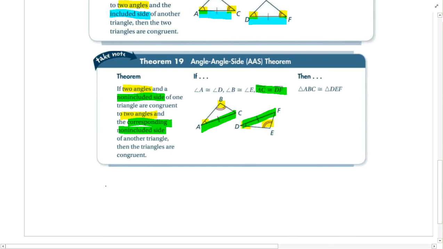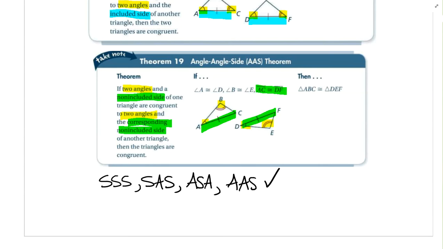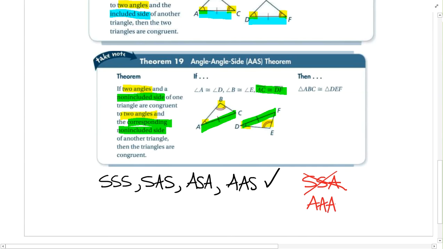In conclusion, we've got four: side, side, side; side, angle, side; angle, side, angle; and angle, angle, side. These are the four shortcuts that we need to know. There are two that I want to talk about that don't work. One we already talked about is side, side, angle. This one does not work. Another one that doesn't work is angle, angle, angle. You need to have at least some sides for it to work. So this one does not work either.